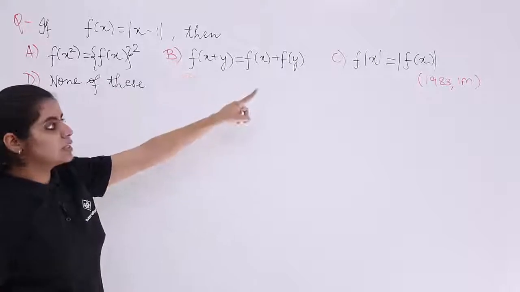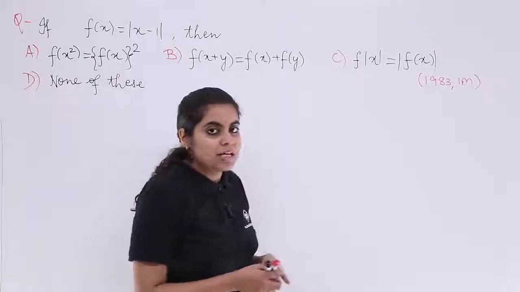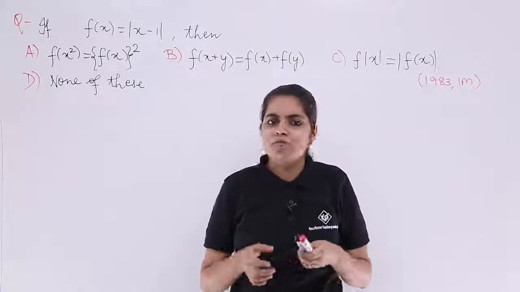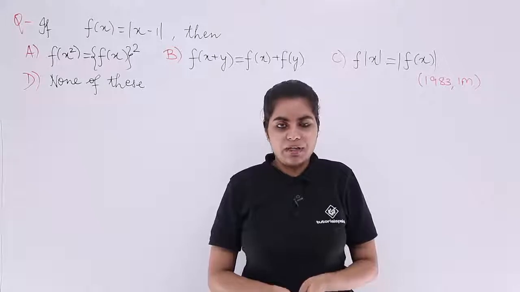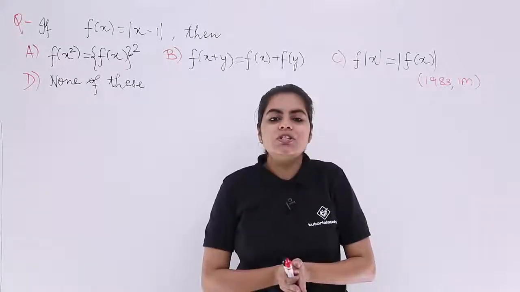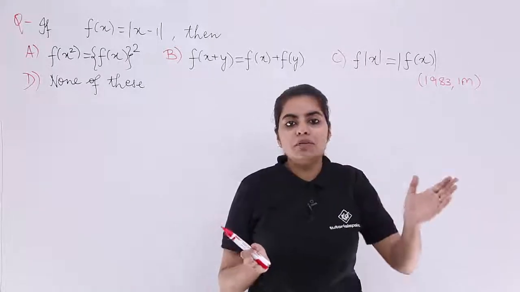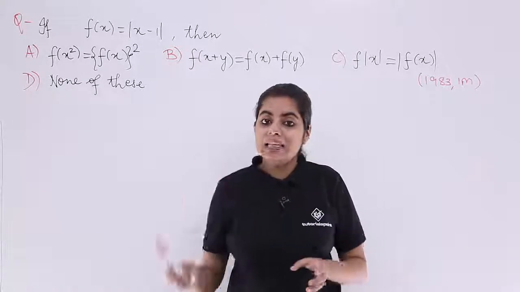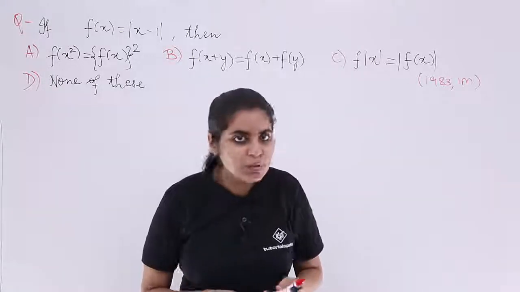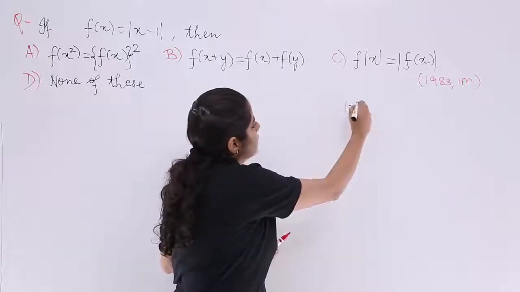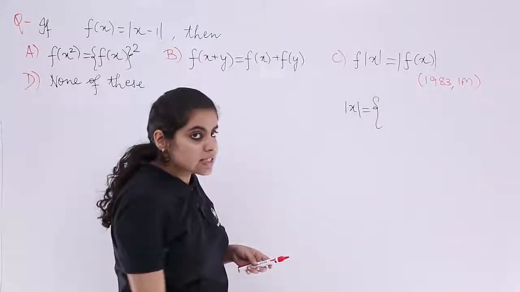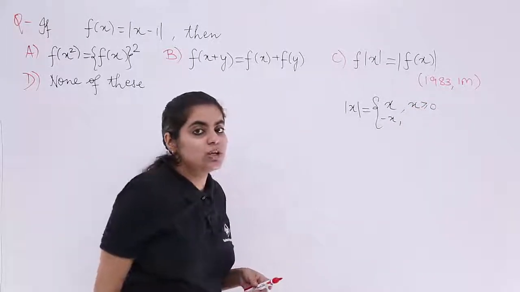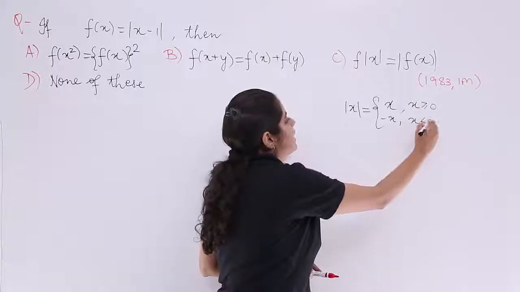We have 3 options given and the 4th one is none of these. For this question, we basically need to know about the modulus function. A very brief knowledge would do. We already know that the modulus function has 2 definitions: one for x, the independent variable, being greater than or equal to 0 and the other for it being less than 0. That means mod x is split into 2 categories: x when x is greater than or equal to 0, and minus x when it is less than 0.